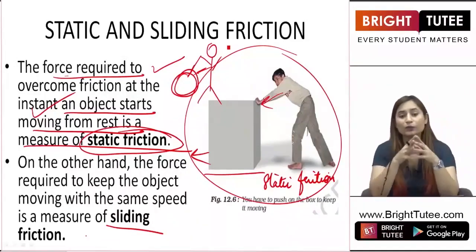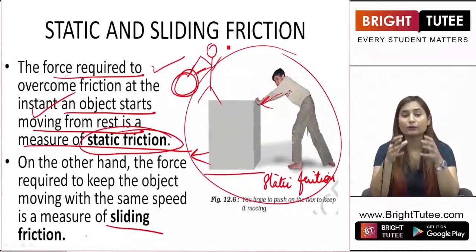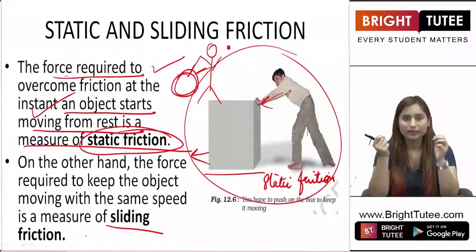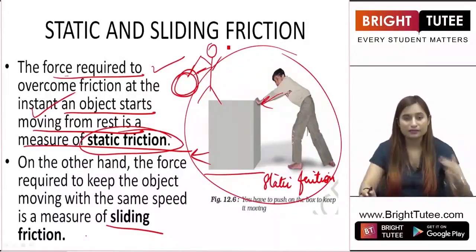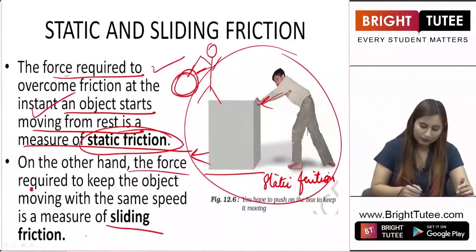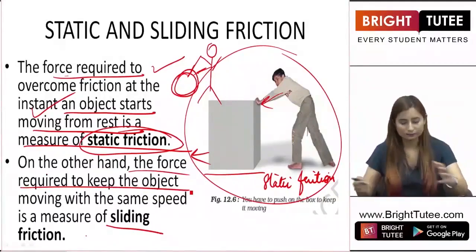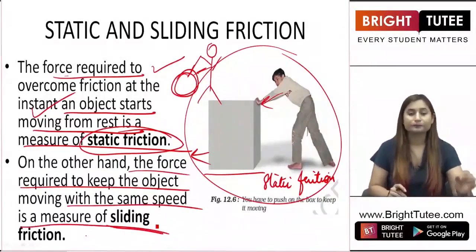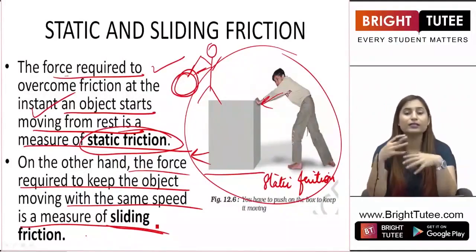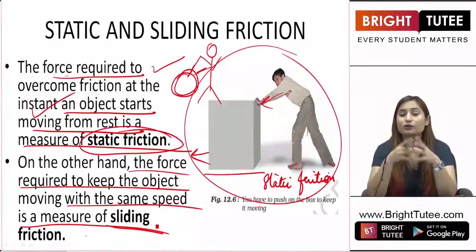So what was he doing? He was applying a force that was equal to the friction. He was basically using sliding friction to keep the tire moving, right? He was continuously applying some force so as to keep the tire moving. So the force required to keep the object moving with the same speed is a measure of sliding friction. You are continuously overcoming the friction that is about to stop the object.